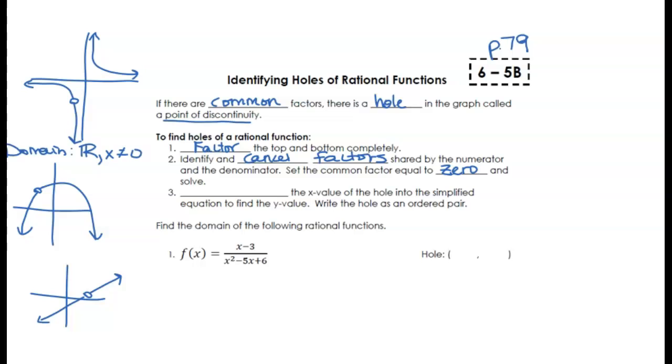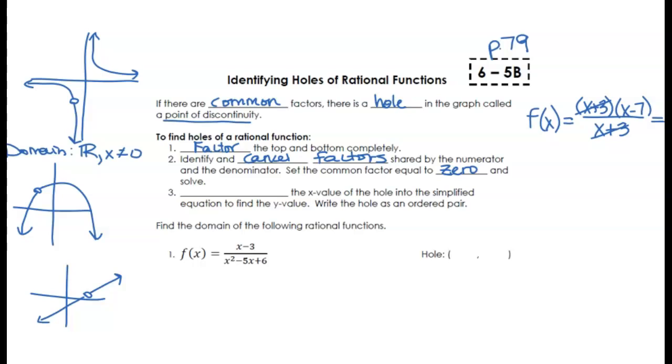For example, and you don't have to write this, it's just extra. If I have a function f of x equals, and I factor it and it's x plus 3 times x minus 7 over x plus 3, can I cancel anything on the bottom and the top? What can I cancel? X plus 3. And so what's left over?